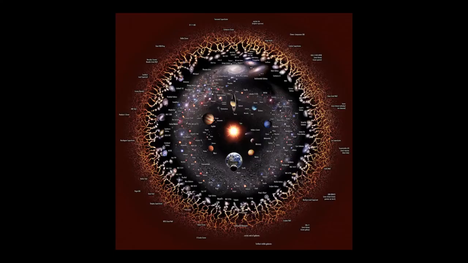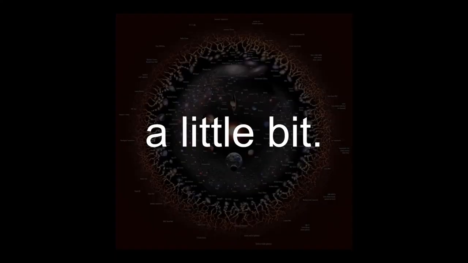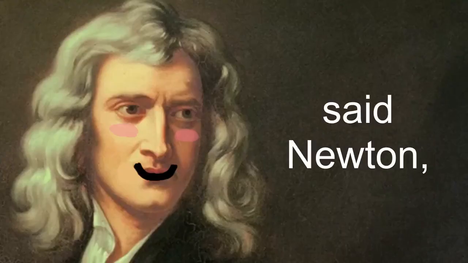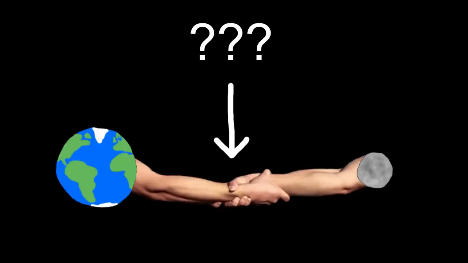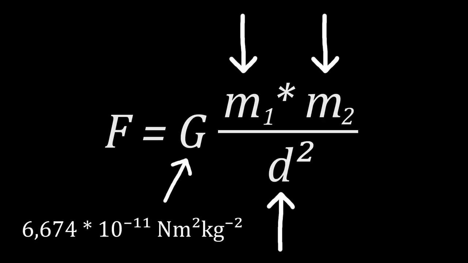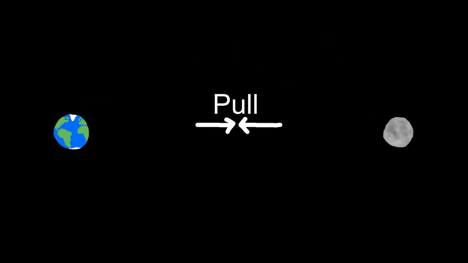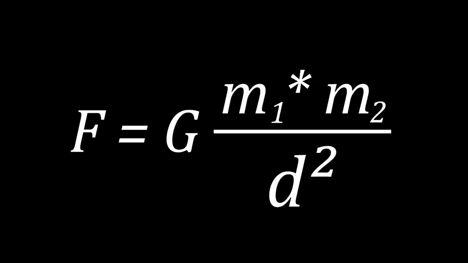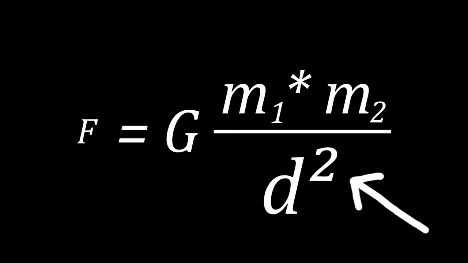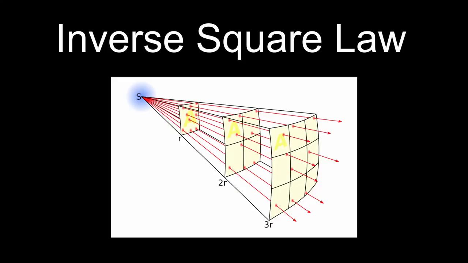Yes, even you, no matter how ugly you think you are, attract pretty much the whole universe at least a little bit. Hey, can you put that on paper? Yup, said Newton, who gave us the law of universal gravitation. In other words, how much do bodies pull on each other given their mass and distance times a constant. Bigger mass, bigger pull. Bigger distance, smaller pull. Actually, a lot smaller pull. You see, as the distance increases, the force gets smaller by the square. That, my friends, is the inverse square law.